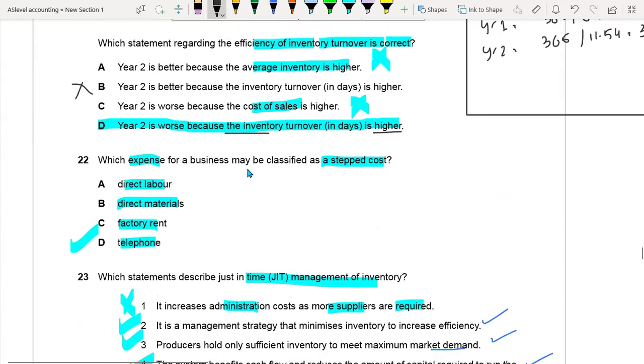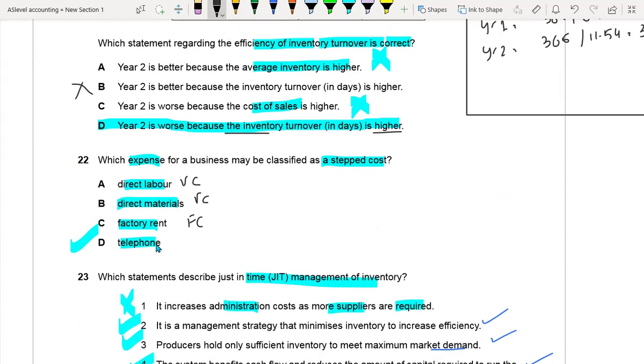Which expense for the business may be classified as a step cost? The options are direct labor, direct material, factory rent, and telephone. We know direct labor is a variable cost, direct material is also a variable cost, and factory rent is a fixed cost. So telephone can be the step cost.